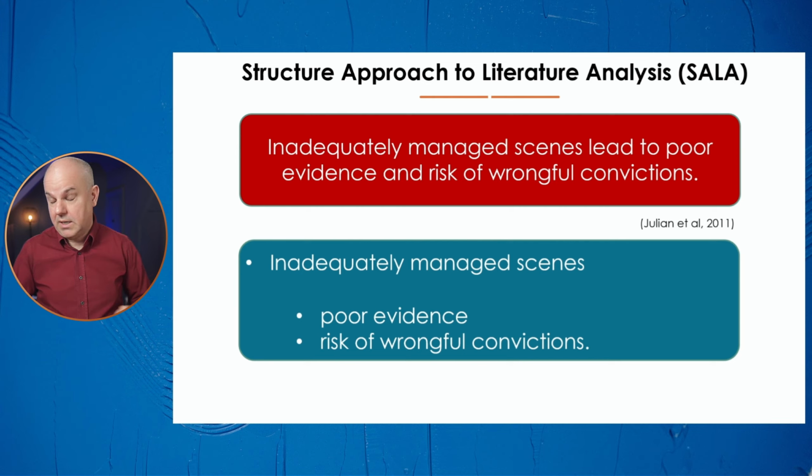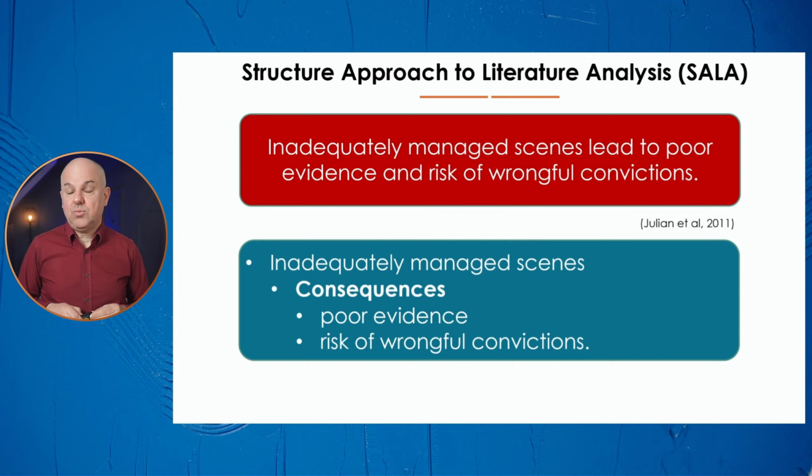And actually, when we do analysis, there's no single answer, but one label that we can use is consequences. So poor evidence and risk of wrongful convictions are consequences of inadequately managed crime scenes. This is from the crime scene investigation paper. So even in this bit of exercise, we can use abstract thinking.